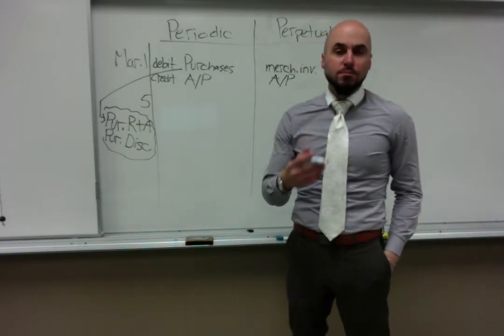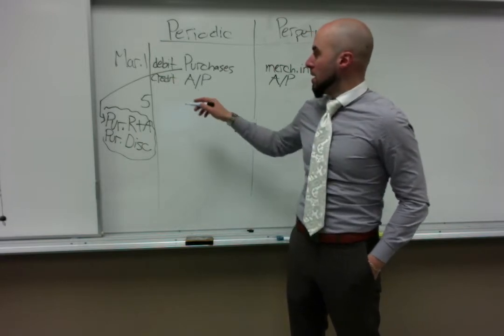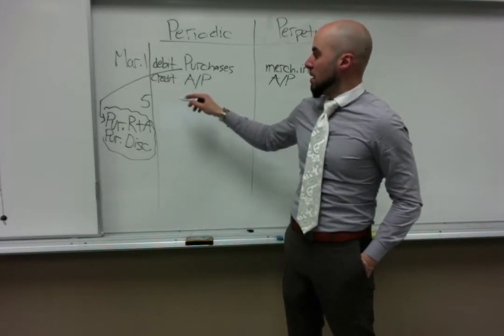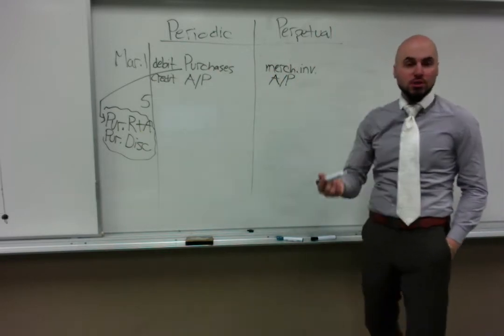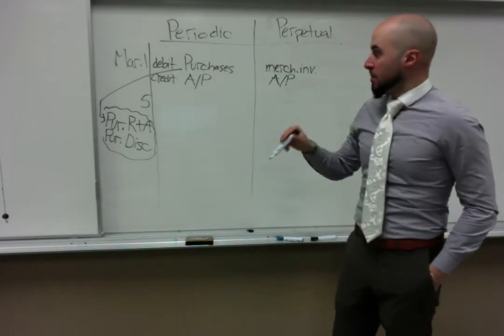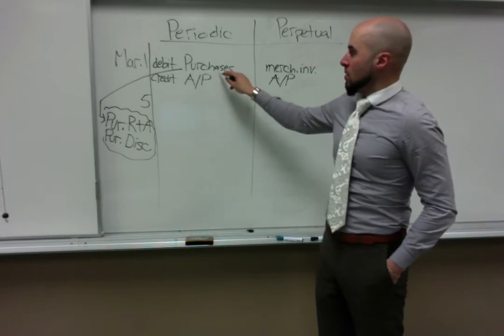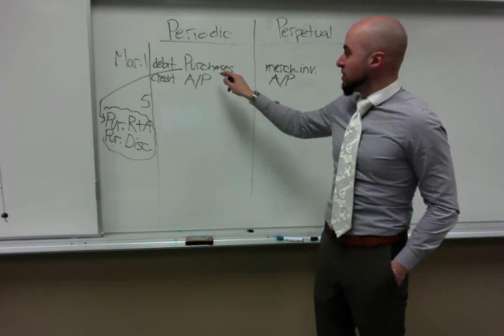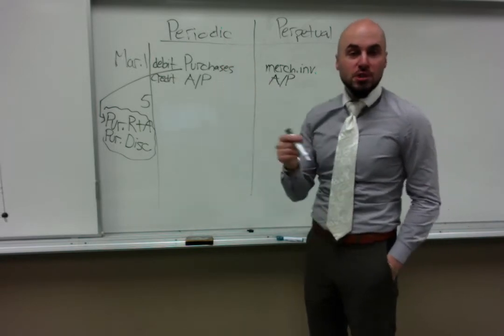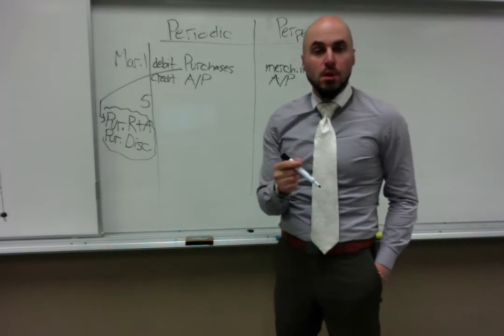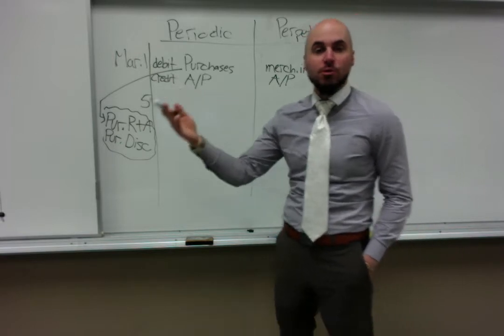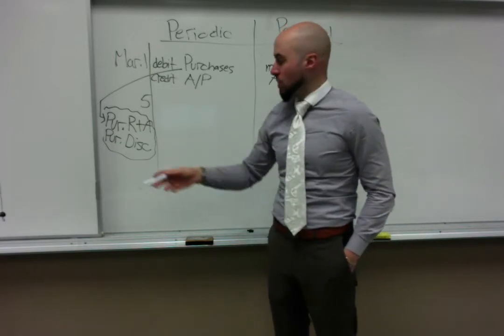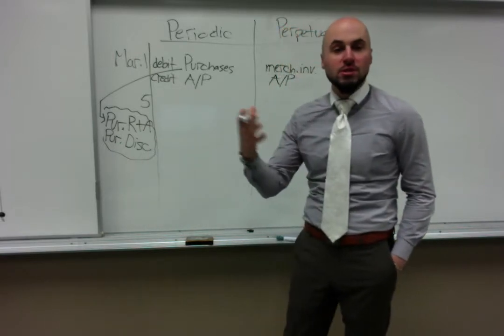We're returning them. So how do we record that in a periodic system? How do we record the return in a perpetual system? Again, in the periodic, let's just follow logically. If they're using the purchases account, they are also going to be using the purchase returns and allowances account. And when we get to discounts, they'll also be using the purchase discounts account.